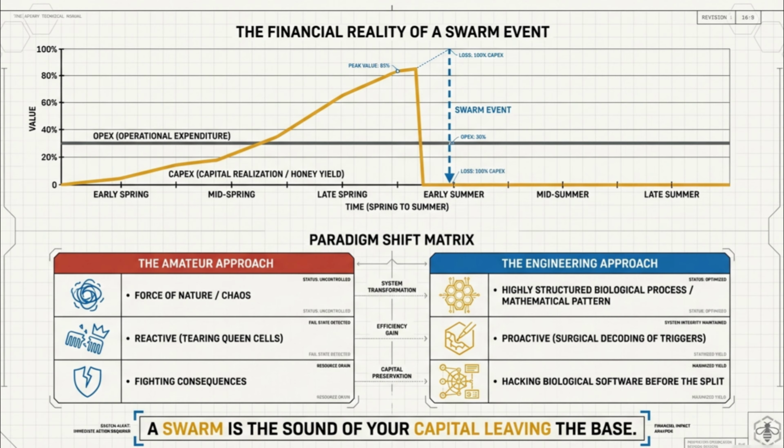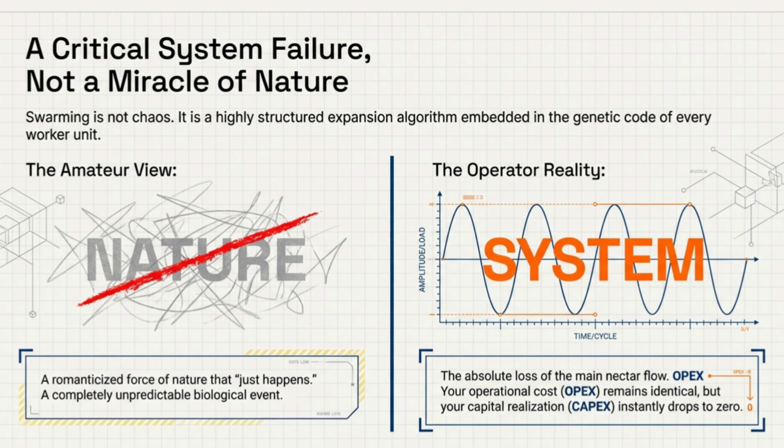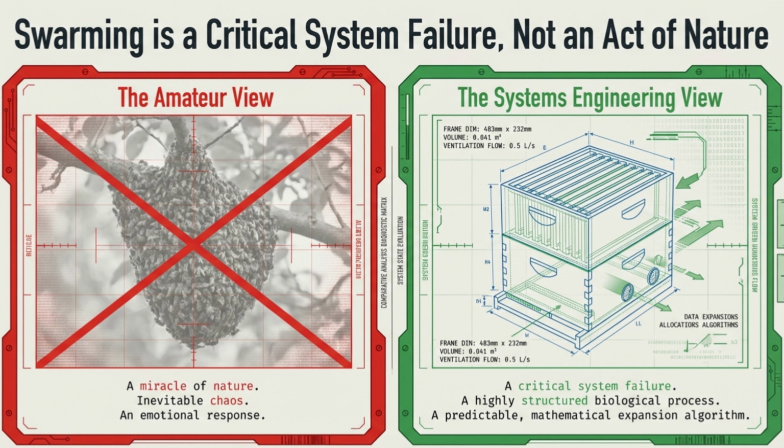The loss of a swarm does not mean only the loss of biological hardware. It means the absolute loss of the main nectar flow and weeks of delayed work. Your operational cost, OPEX, remains the same, but your capital realization, CAPEX, drops to zero.